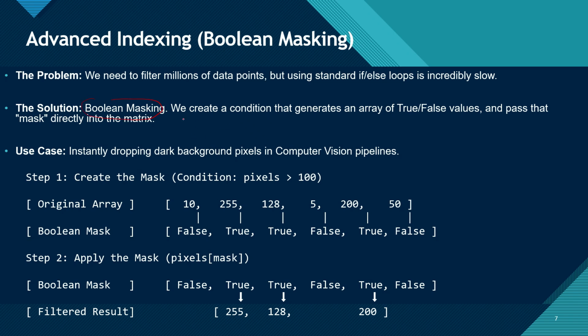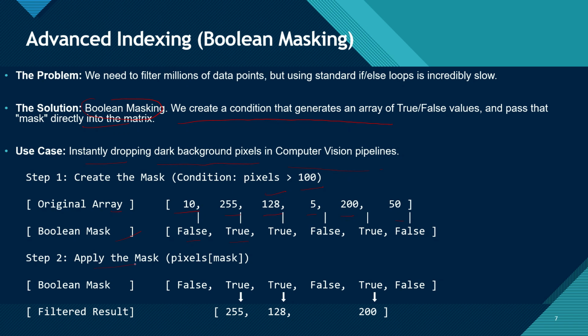Yes, Boolean masking. We create a condition that generates an array of true and false values and pass that mask directly to the matrix. I created an example, like instantly dropping dark background pixels in computer vision with Python. I have an original array: 10, 20, 255, 128, 5, 250. The condition is to check for pixels greater than 100. We are creating a mask and checking each element against the condition, assigning false or true based on the condition. So here we are doing a Boolean mask.